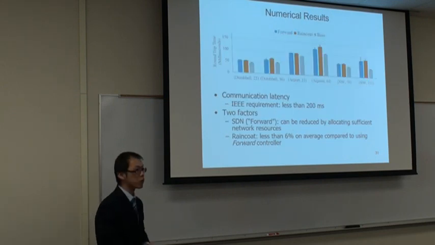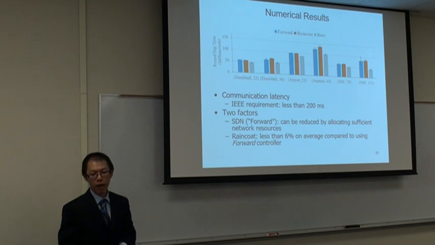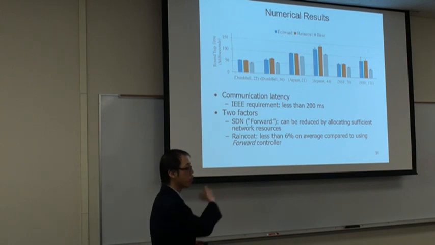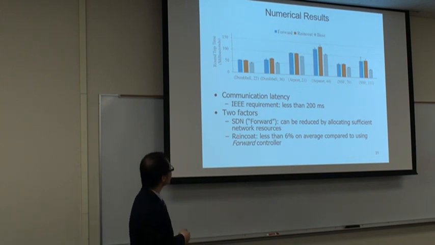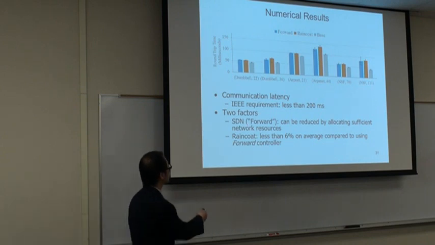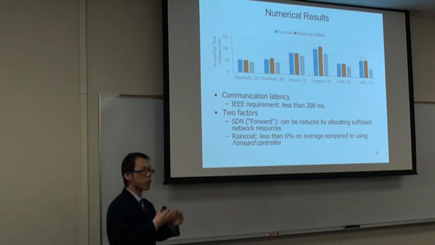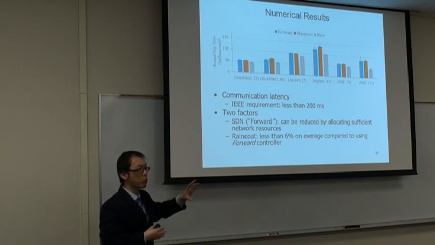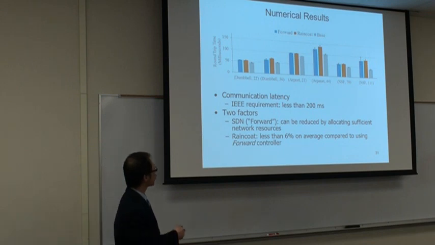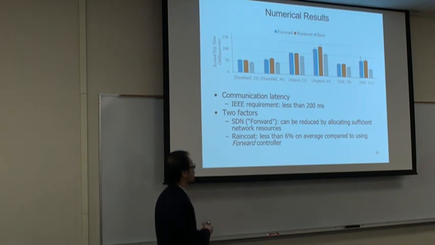And this will show the numerical results for the communication latency impact. The IEEE requirement states that you have to follow a latency standard of less than 200 milliseconds to deliver the measurement from the substation to the control center. There are 2 factors that contribute to the increase of latency. One is the use of SDN networks, because I propose to upgrade the switches to make them SDN enabled. The second one is, of course, the raincoat mechanism. It turned out that the large overhead comes from using SDN networks.